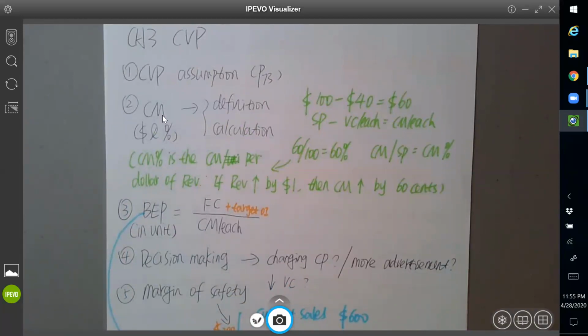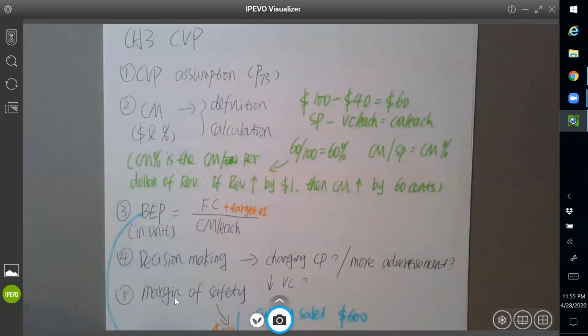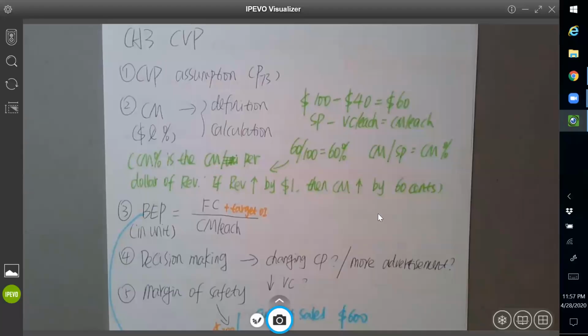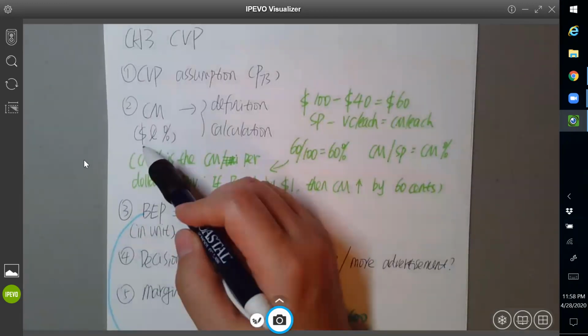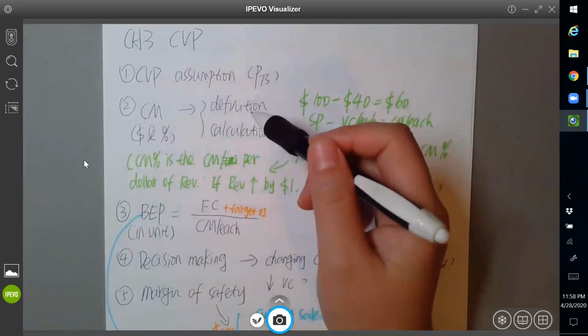First thing is the CVP assumptions. Most likely, I don't ask students to memorize things, but as I mentioned, I put this here because CPA tested you here, so make sure you go to your textbook and read a little bit of the assumptions. After the assumptions, the main thing is calculation. For chapter 3, if you ask me what's the main word, I will say contribution margin, right? Know how you do this for the dollar amount, and then how you get the contribution margin percentage. Make sure you know the calculation.